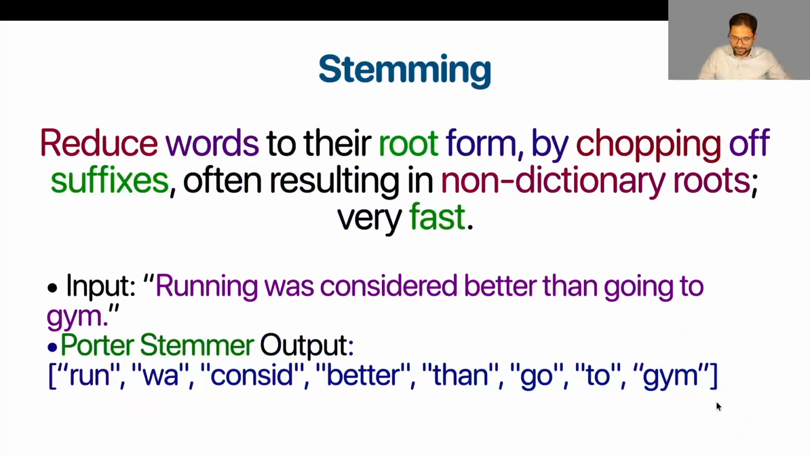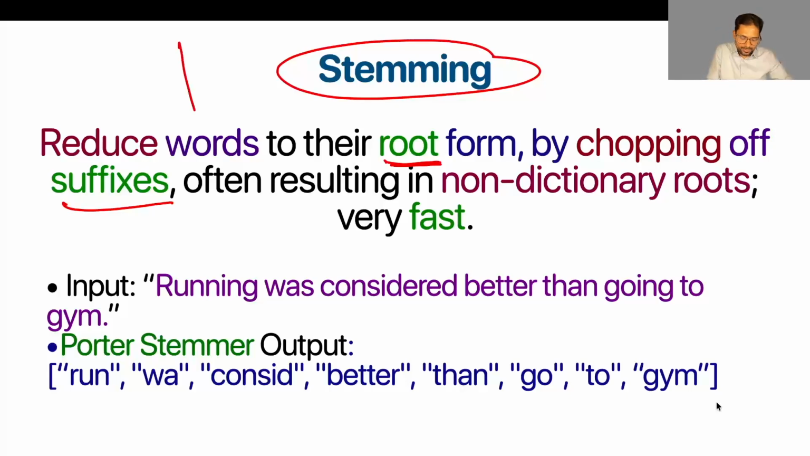Now the next thing is stemming. There are two ways: stemming, and then we do lemmatization. Stemming means we just take the stem of the word out. It reduces words to their root form by chopping off the suffixes, the ends of the words. Say there's a word, running: run is the root, and ing is the suffix. Similarly, runner: run is the root and ner is the suffix.